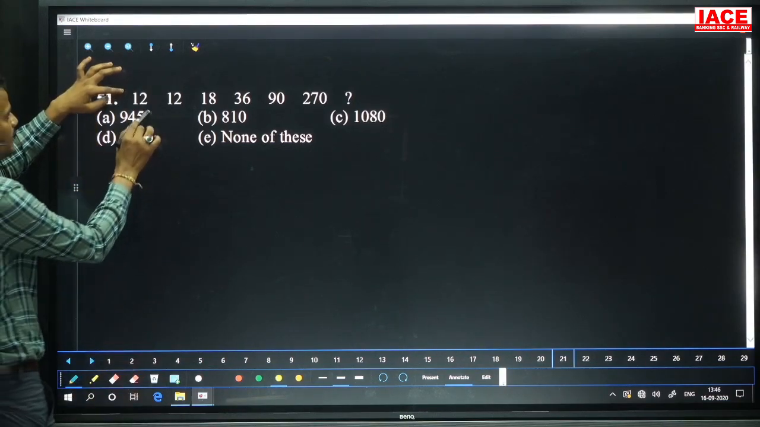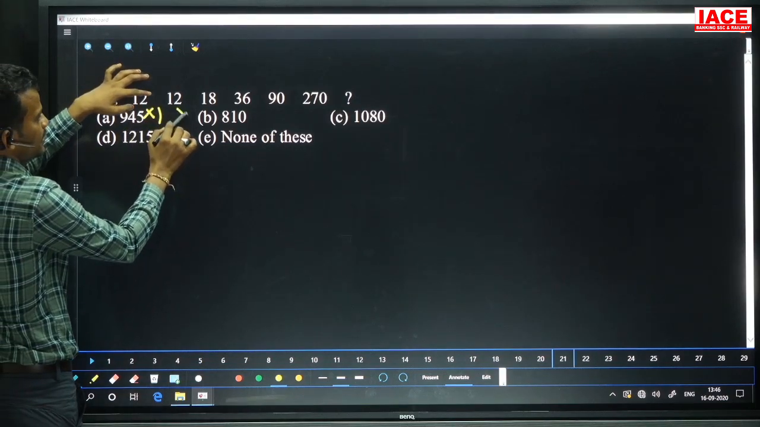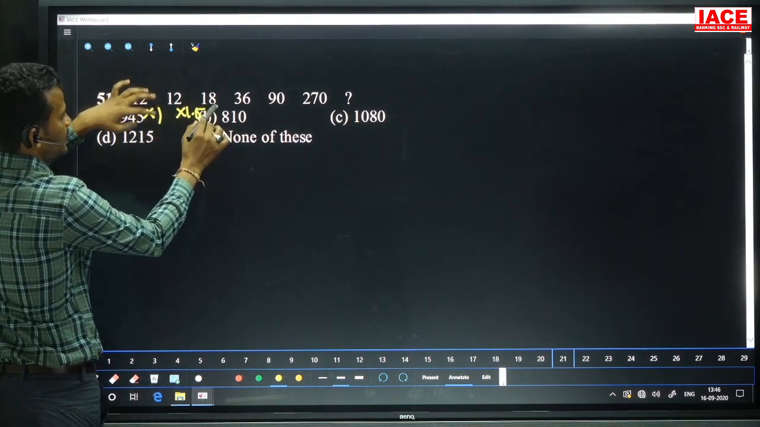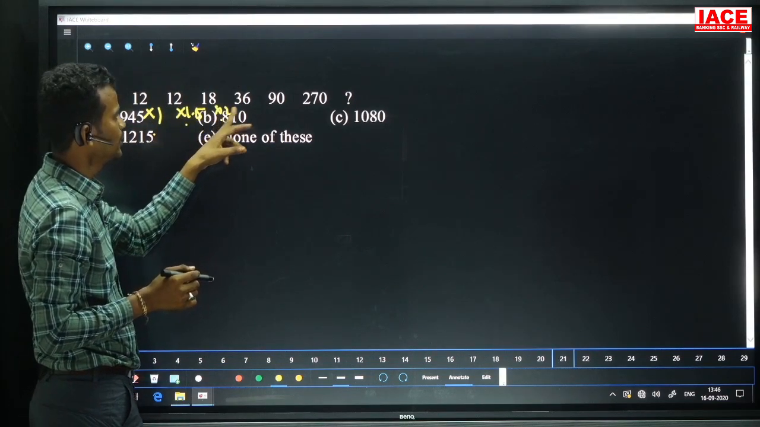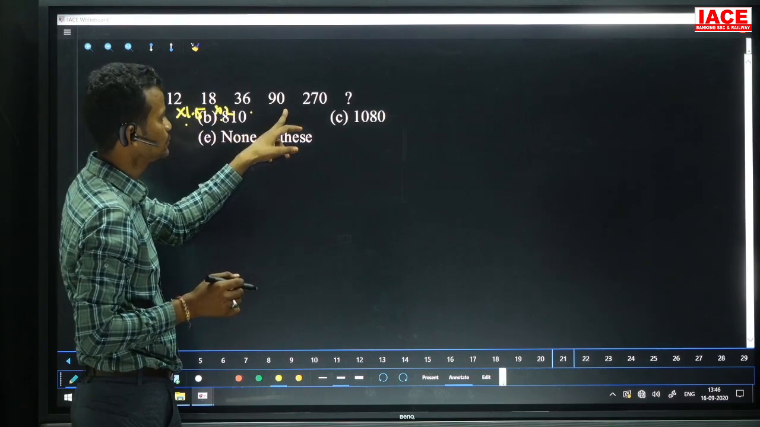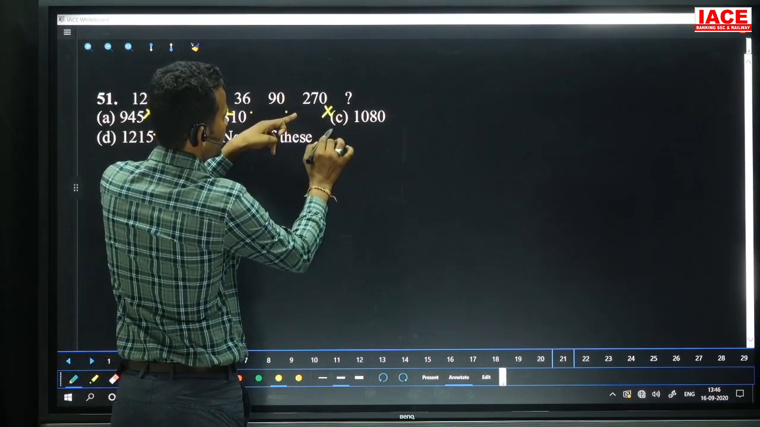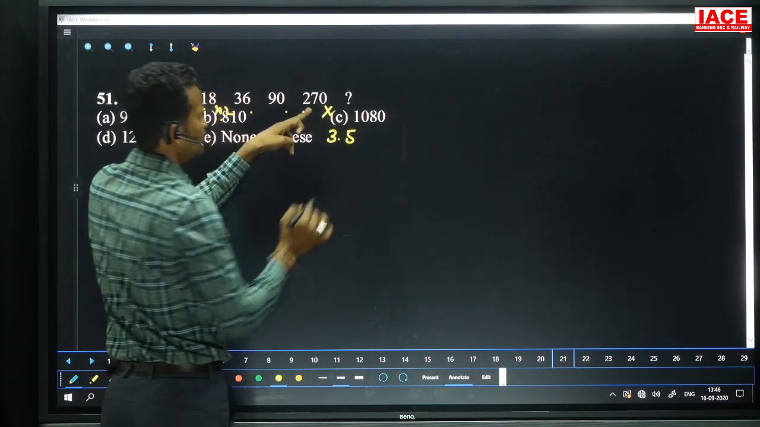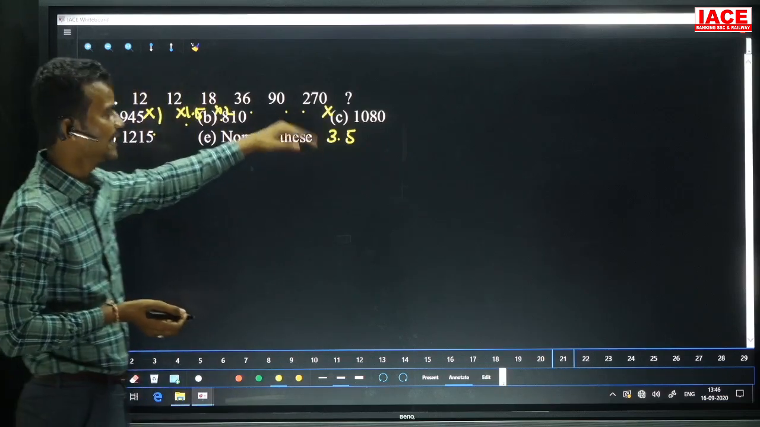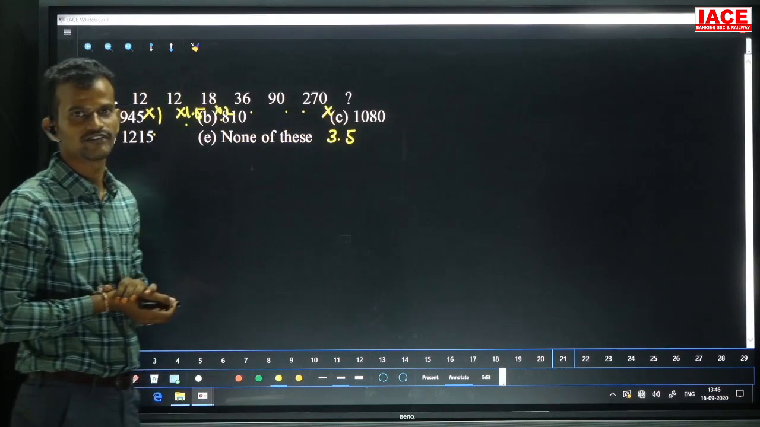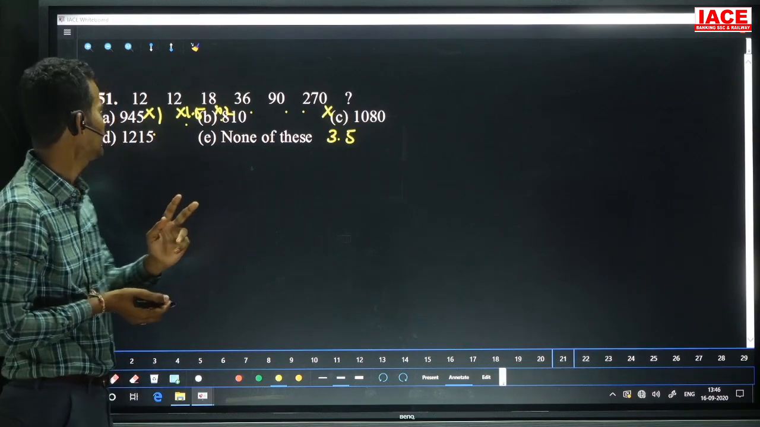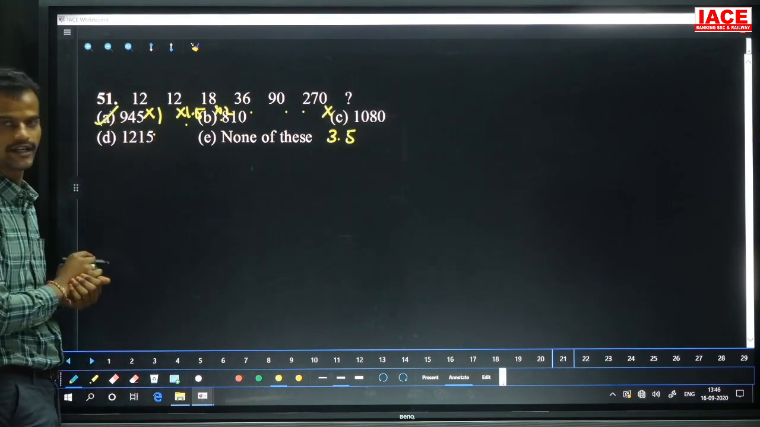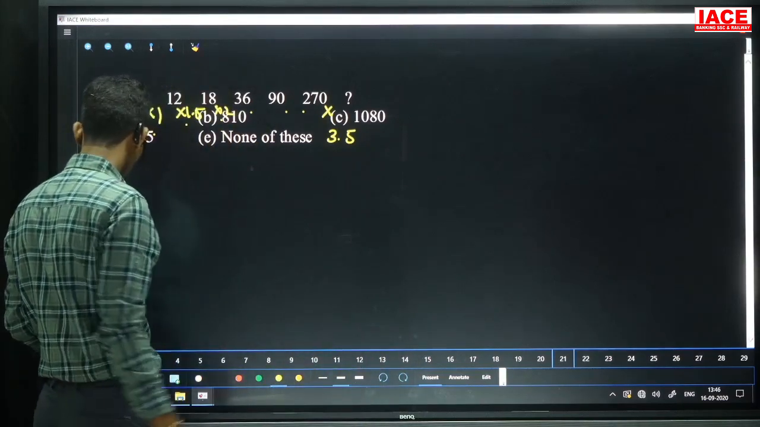So 12 into 1, how much, sir? 12, 12 into 1.5, 18, 18 into 2, that means into 1, into 1.5, into 2, into 2.5, into 3, into 3.5 will become here. So 27 3s are 81, that means 810, 270 into 0.5, that is 135, 810 plus 135, 945. So what is your answer? Option A. Clear? Now see the next question.